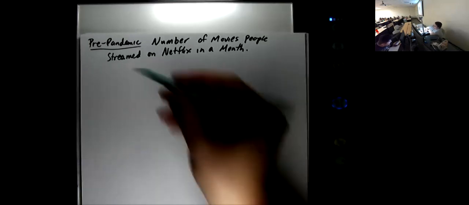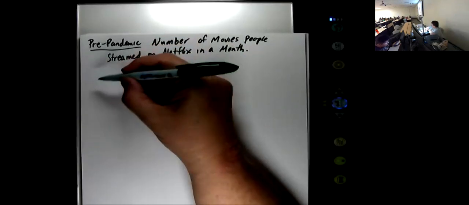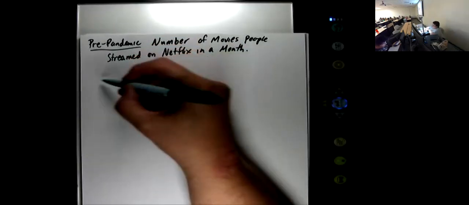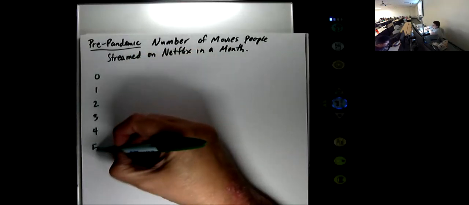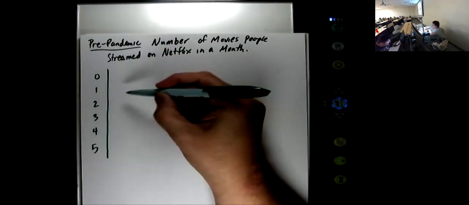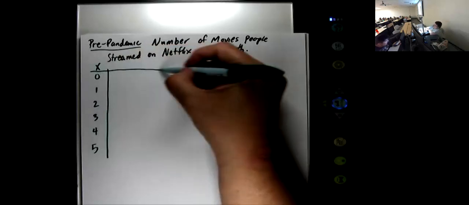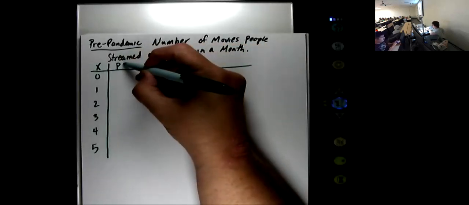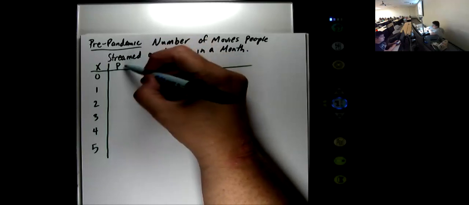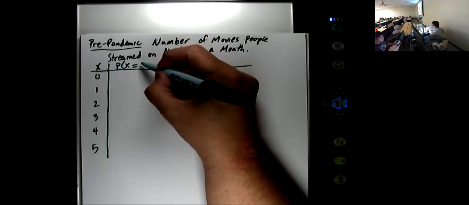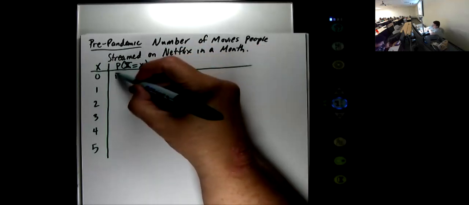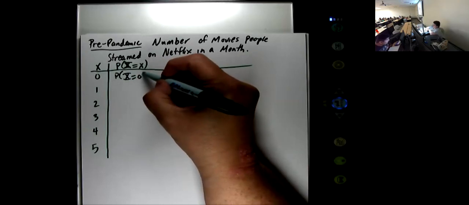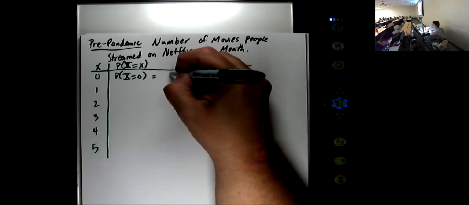All right, so here's a table of the responses. That's the number of movies watched. We'll call that X. And the proportion that they watched it, this is big X equals x. So the probability that people watched 0, this is just a summary, was 0.06.